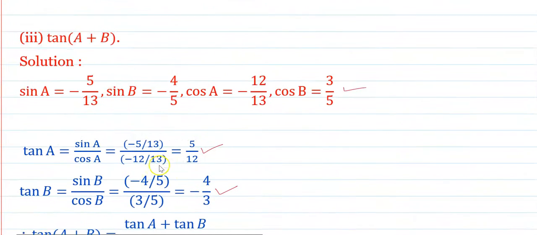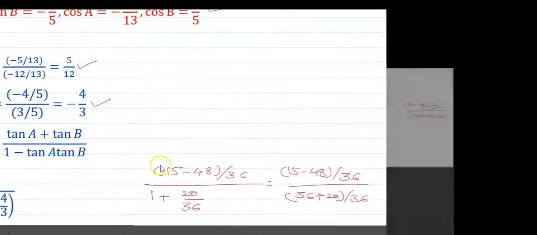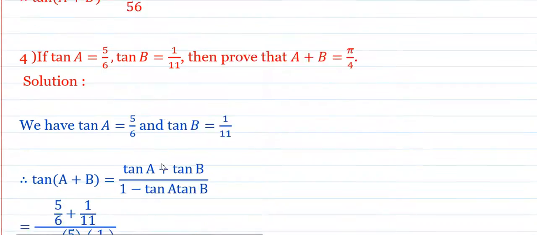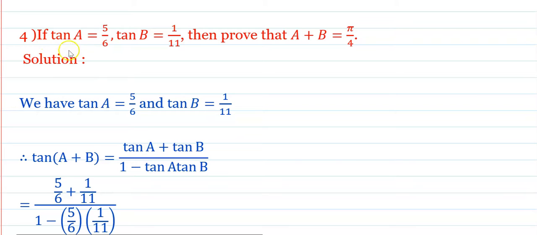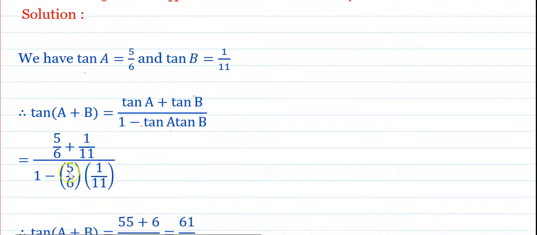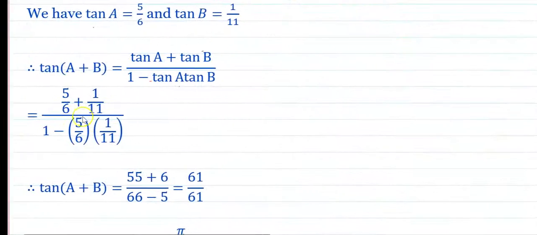In this way you can see this once again. Now the next. If tan A is equal to 5 by 6, tan B is equal to 1 upon 11, then prove that A plus B is equal to pi by 4. What is the value of A plus B? Pi by 4. Okay, no problem. Here we have tan A is 5 by 6, tan B is 1 upon 11. What is tan of A plus B? Tan A plus tan B upon 1 minus tan A into tan B. So tan A is 5 by 6, tan B is 1 upon 11, upon 1 minus 5 by 6 into 1 upon 11. Okay, next simplification.